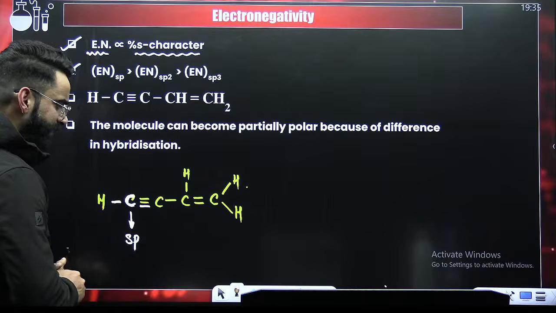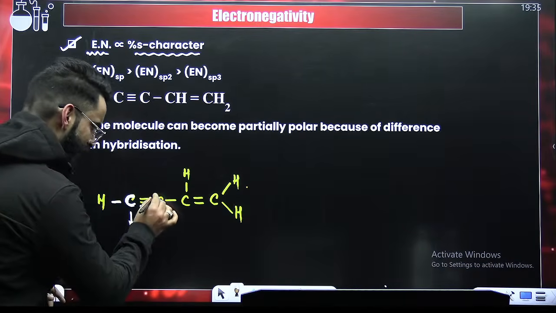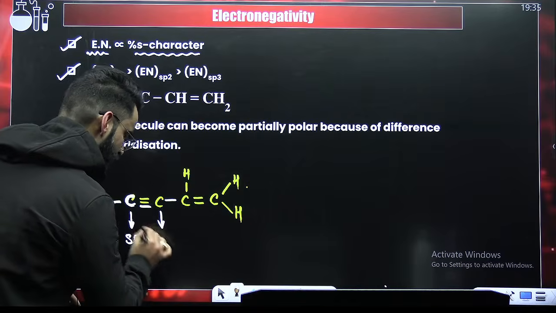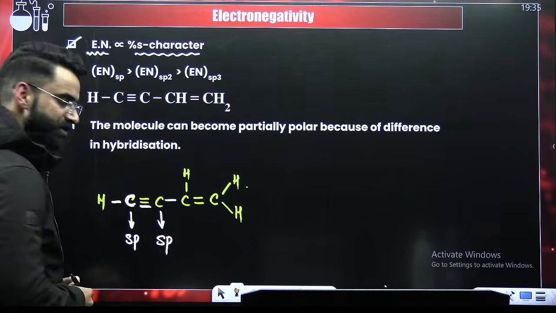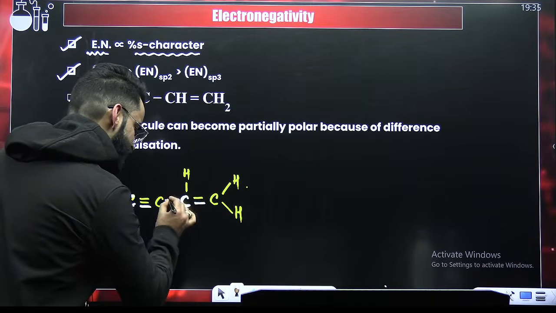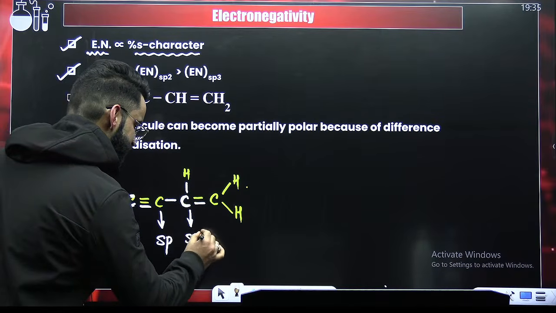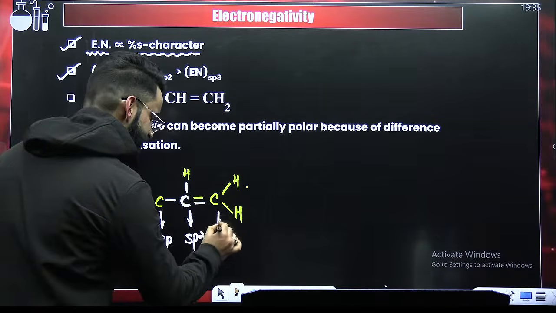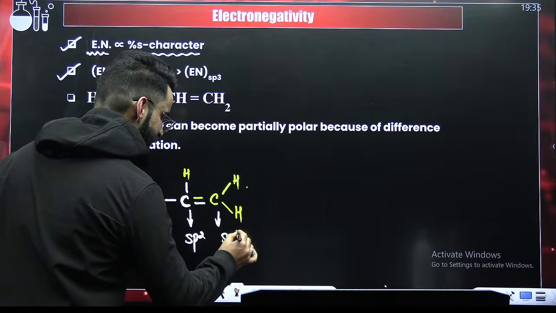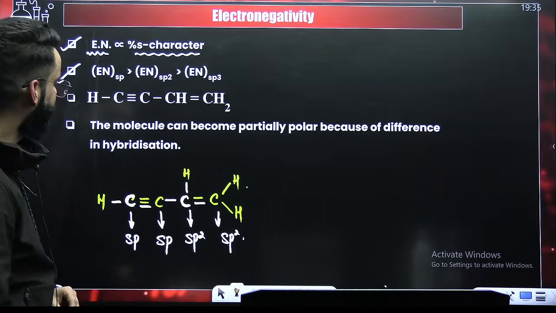Okay, right? Now, similarly, if I ask you what is the hybridization of this particular carbon, how many sigma bonds is it forming? 1, 2. 2 sigma bonds means sp hybridization. If I talk about this particular carbon, how many sigma bonds is it forming? 1, 2, and 3. 3 sigma bonds means this carbon is showing sp2 hybridization. And even this is forming 3 sigma bonds, so this is showing sp2 hybridization, right?